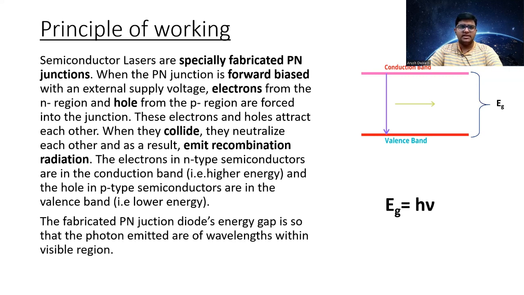This emits recombination radiation, and each photon's energy is equal to the energy band gap of the semiconductor. As you can see here, I have this formula: Eg equals h nu, where Eg is the energy gap between the conduction band and the valence band, and h nu is the energy of the photon. Any laser semiconductor PN junction is fabricated so that the energy gap between the conduction band and valence band corresponds to the wavelength of the photons we need.